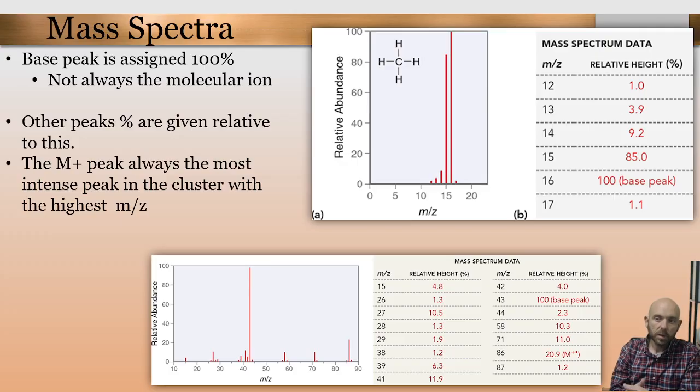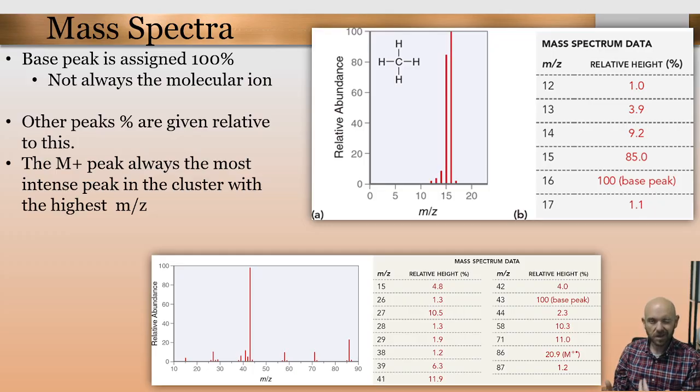So by this point you may have noticed, or probably have noticed, that the molecular ion peak, the one with the highest mass, is usually not the tallest of the peaks, and I'll explain where the height of the peak comes from. So the highest peak is what we call the base peak.